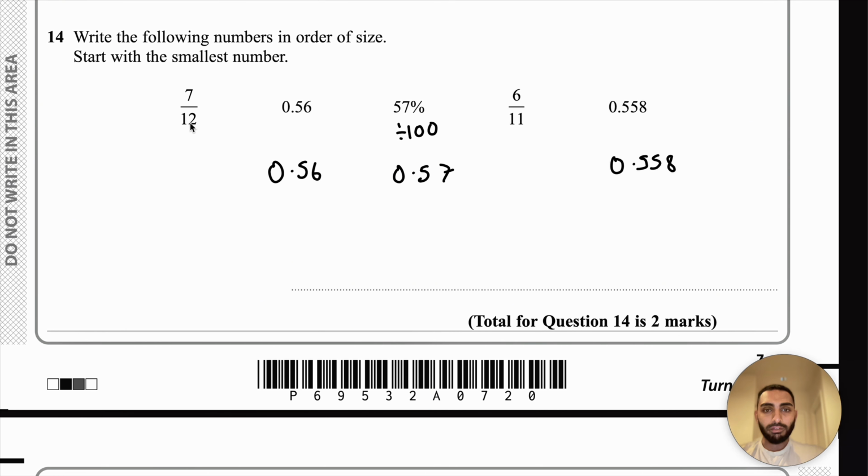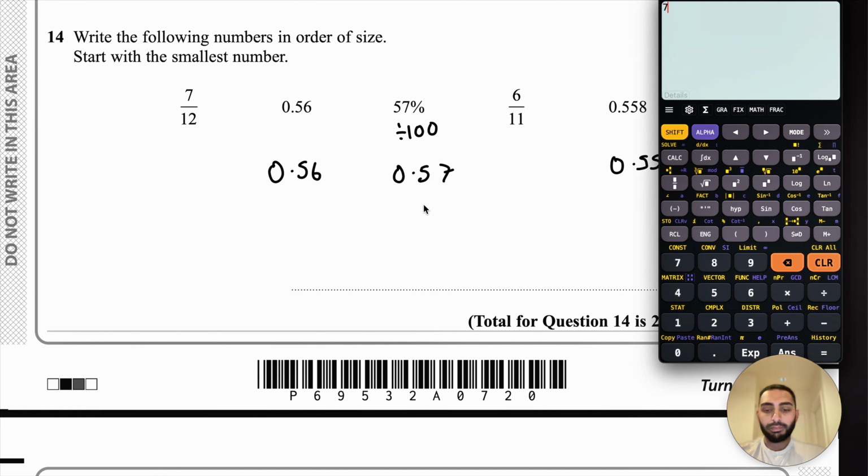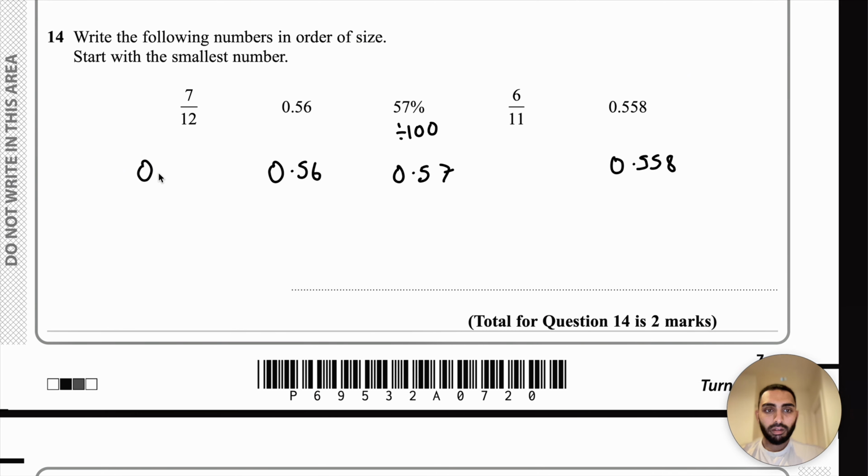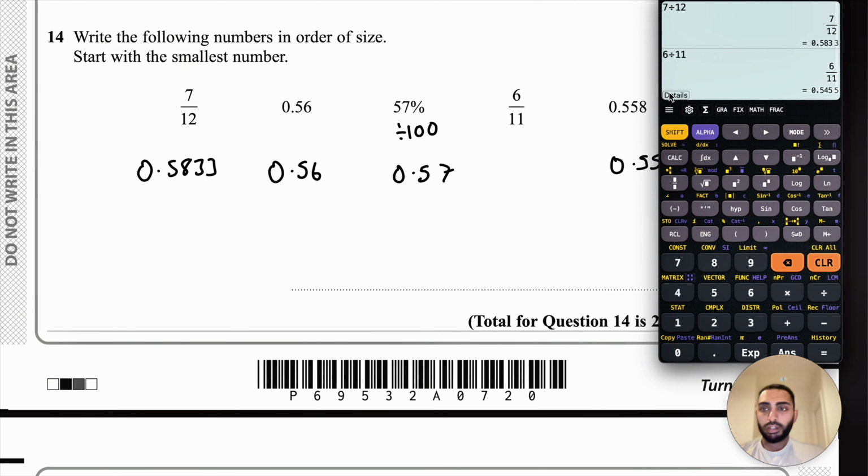For these ones, I've got 7 over 12 and 6 over 11. I can just do this on my calculator. I type in 7 over 12. And you press the S to D button and it will change it to a decimal. So this one is 0.5833. And for this one, 6 over 11 is 0.5455.